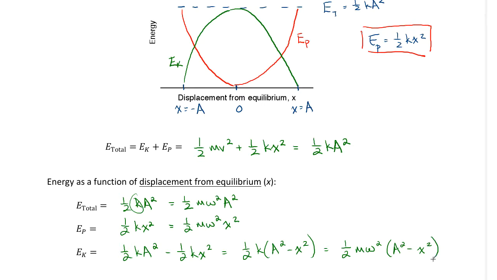And so this gives us a way now of figuring out the energy if we know the position, and vice versa. So let's say we had a given system oscillating and we wanted to know how much energy is kinetic and how much is potential when you're 4 centimeters away from the equilibrium position. These equations would let us do that.